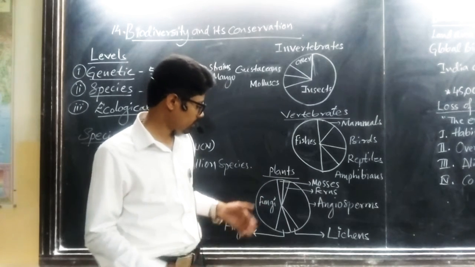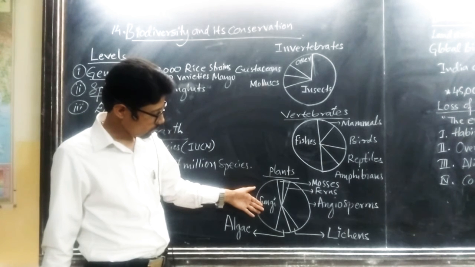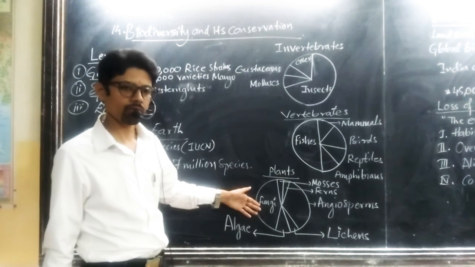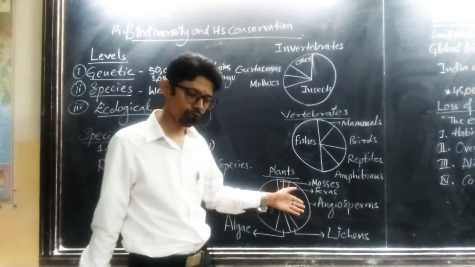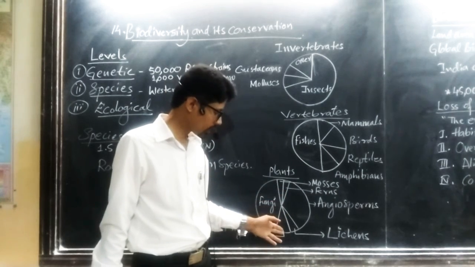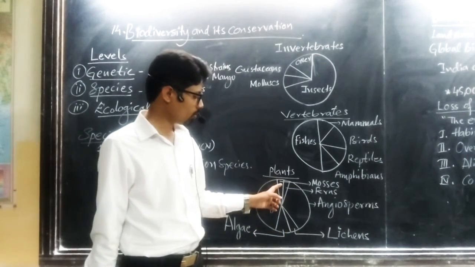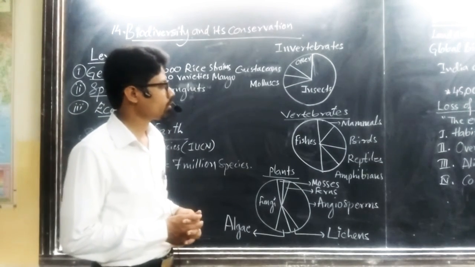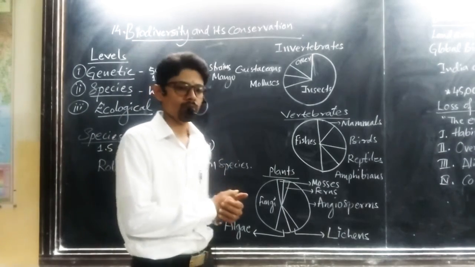Then if we talk about plants, approximately half of the species occur in fungi. Next are angiosperms, and in between these two major groups you have algae. This portion is algae, this portion is lichens, and here are mosses and ferns. So this is the pie chart representing the different species in particular categories of plants, vertebrates and invertebrates.